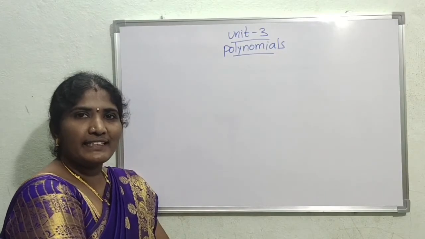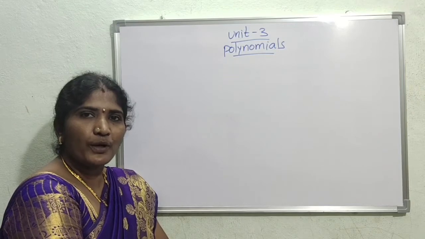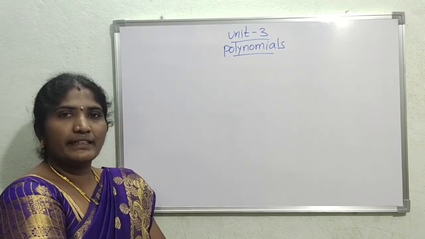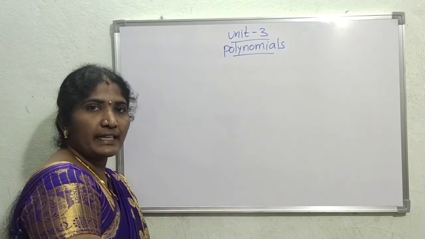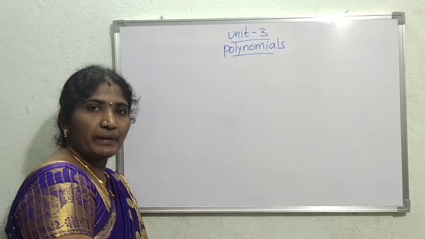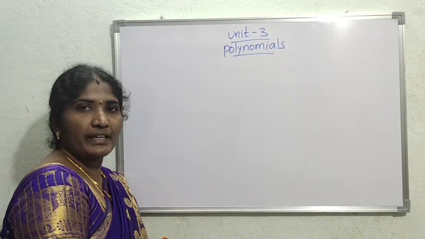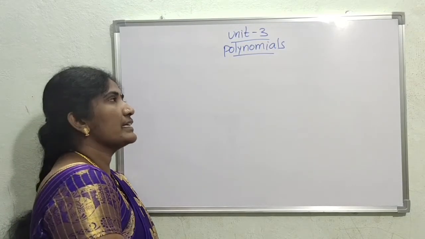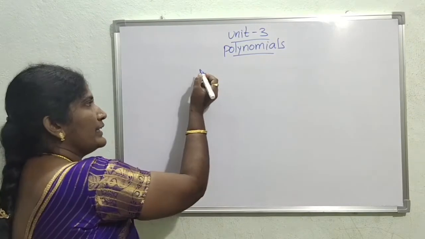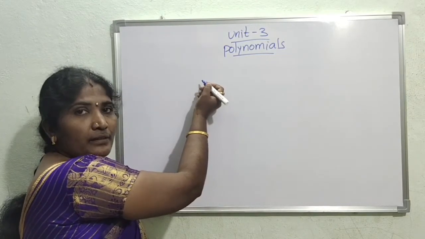Hi students, in this video we will discuss polynomials, Chapter 3 in paper 1. What is a polynomial? An expression which contains non-negative integral powers along with coefficients and variables, with the operations addition, subtraction, multiplication is called a polynomial. The power of the variable must be positive.